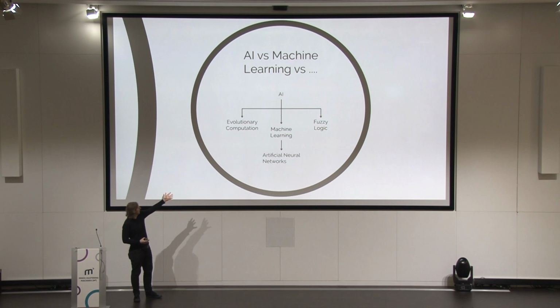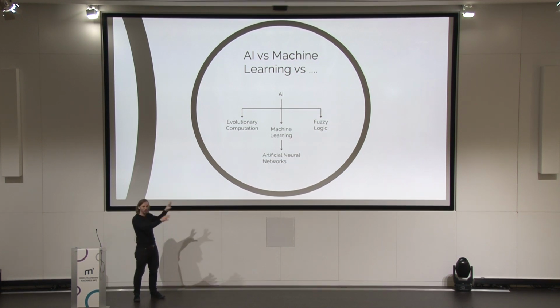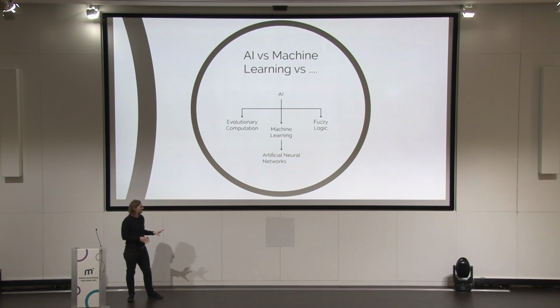Other fields such as evolutionary computation, we'll do a little bit around this, and fuzzy logic, and there's a whole host of other ones. But the main point of this slide was to show the slight difference between when we talk about AI, machine learning, and neural networks. This is how they all roughly fit together, and not to be easily confused.